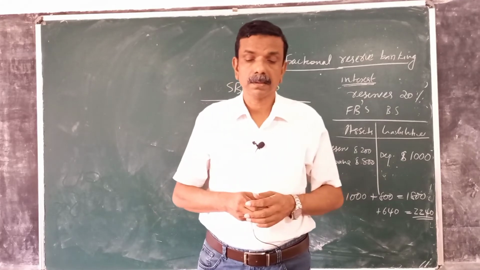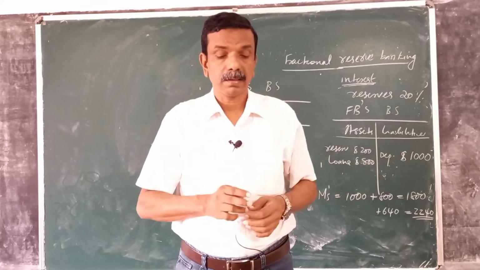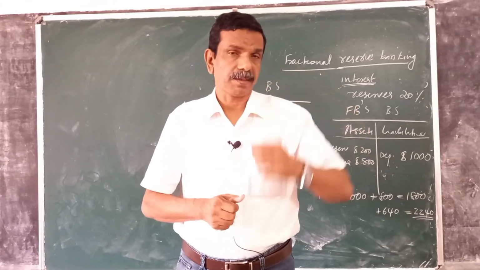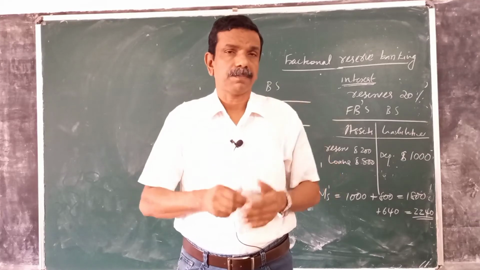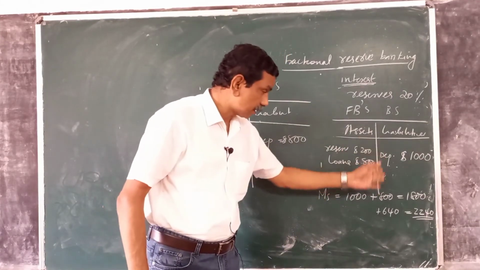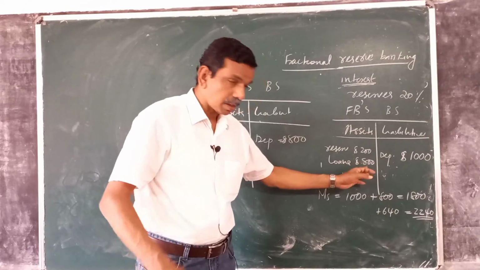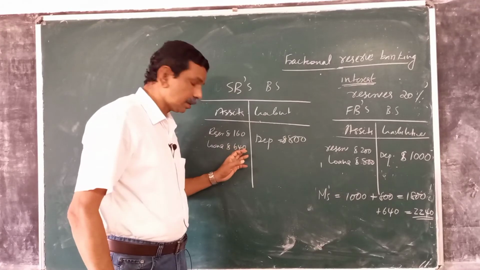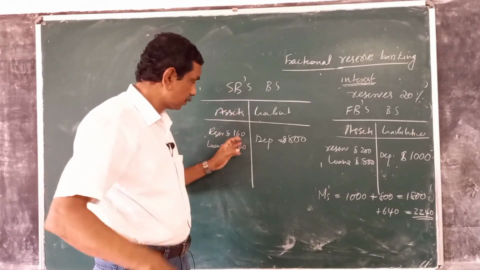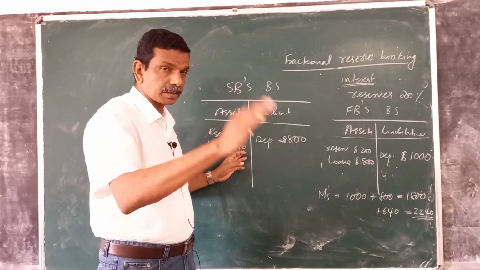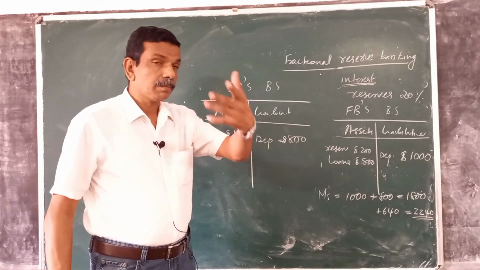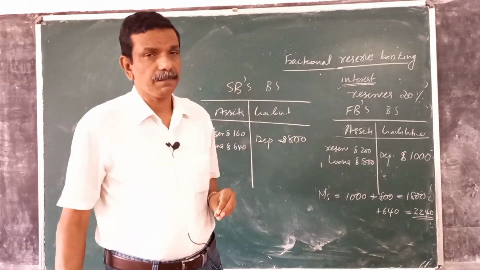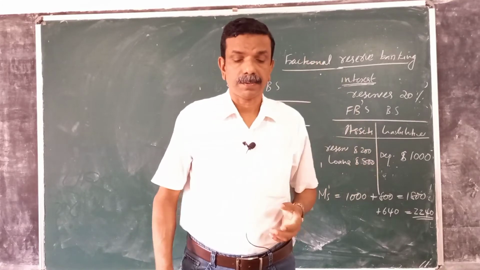And this process will go on. But banks cannot create infinite amount of money. This process will go on for some time, after which it will stop. Because as you can see, initially in the first round bank creates 800, in the second round 640, in the third round 20% of 640 will be kept aside as reserves, the remaining will be money created by the banks, and this process will go on for some time and eventually it will stop.